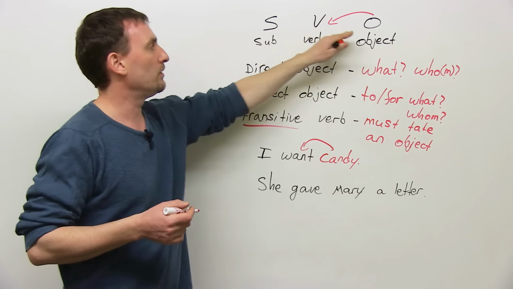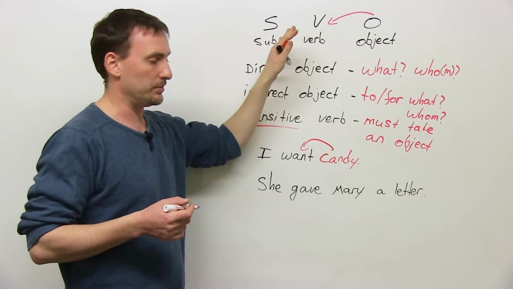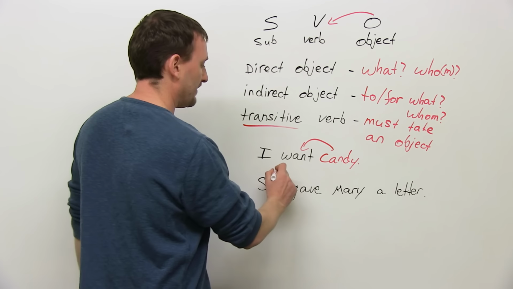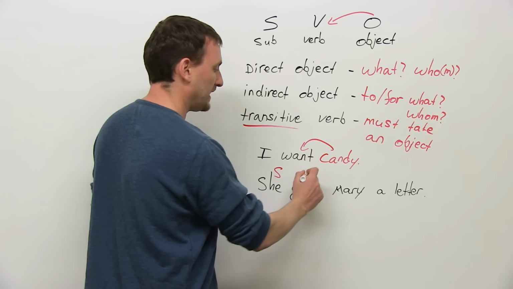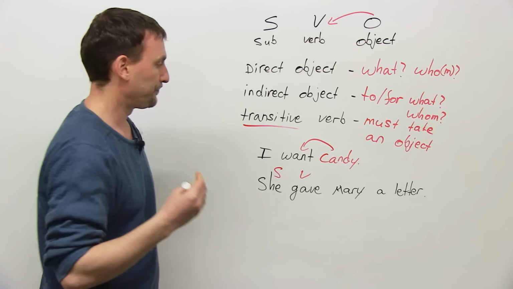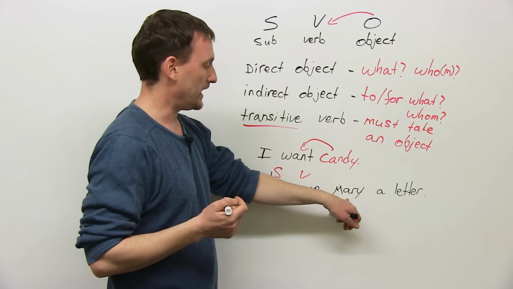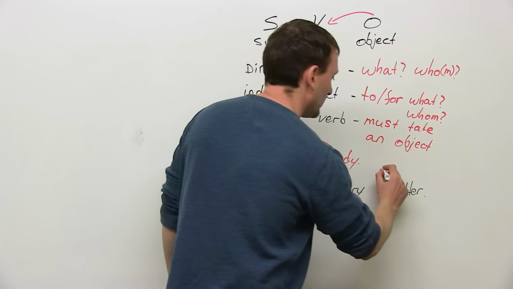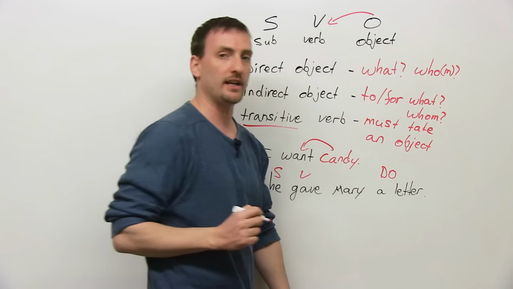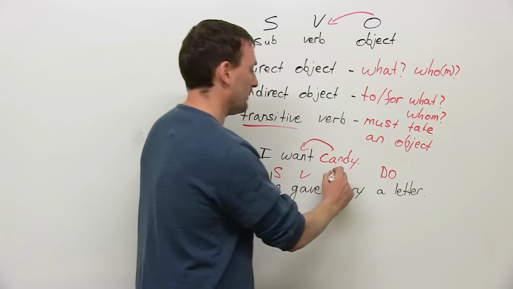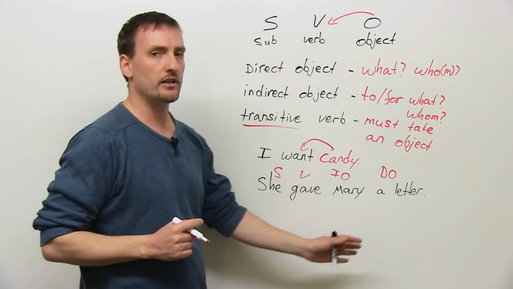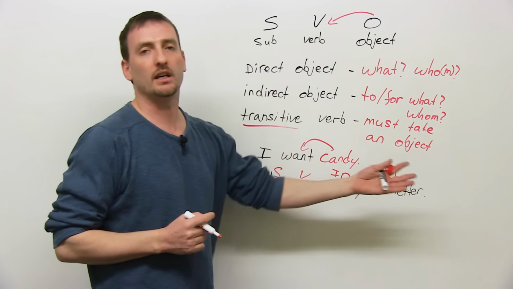So we have SVO, must have an object to the verb. Now, here, she gave Mary a letter. We have our subject she. We have our verb gave, past tense. Mary, okay, she gave who? No. She gave what? A letter. We have our direct object. To Mary, indirect object. She gave a letter to Mary. She gave Mary a letter.